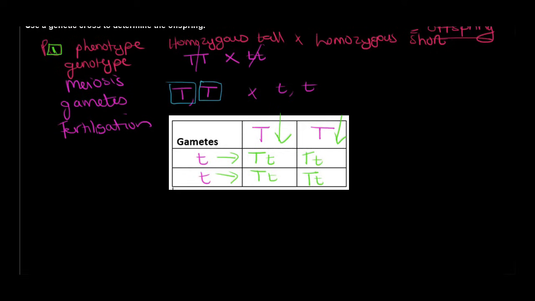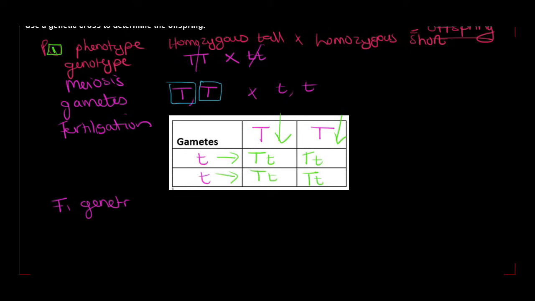Okay, so now we've done the fertilization part. Now we need to show what these offspring look like, because this is all the possibilities of the offspring that could be produced when these two parents cross. So these are all the possibilities, and in this case they all are the same. So let's write the F1 generation.